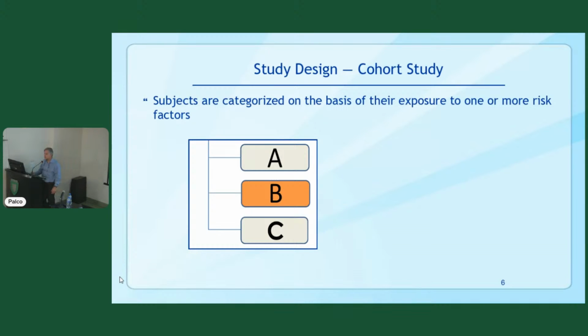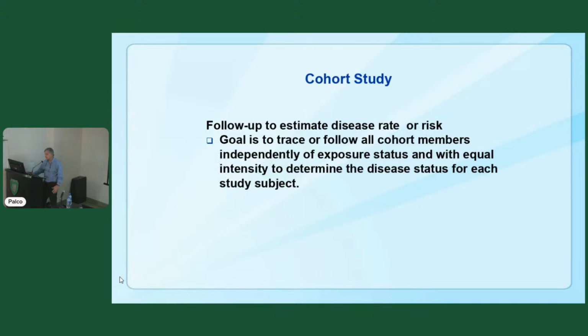So in a cohort, subjects are categorized on the basis of their exposure to one or more risk factors. So exposed to factor A, B, or C, or exposed to a factor that has 3 levels, A, B, C, or 1, 2, 3. Okay, smoking: heavy smokers, not so heavy smokers, light smokers, and non-smokers. You can classify it like that, 4 levels. Follow up people to estimate disease rate or risk.